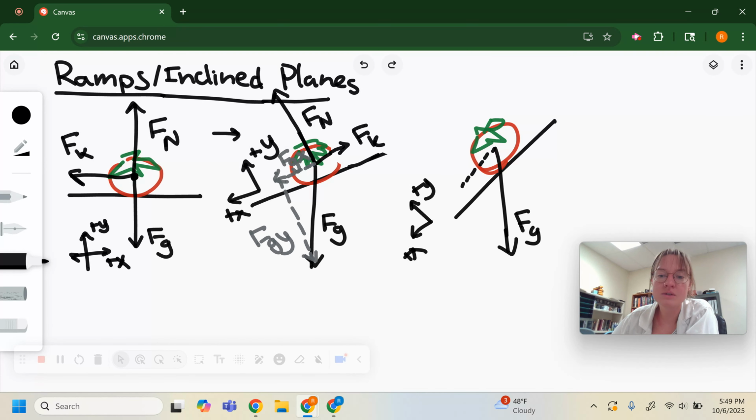A lot of students will draw something like this. They'll draw the x component like this. And then they'll draw the y component. Whoops, I'm doing this very badly. So sorry. Let me just try that again. They'll draw the y component looking something like this.